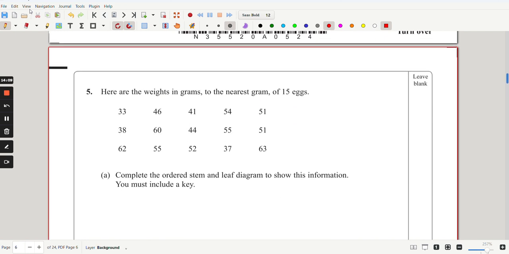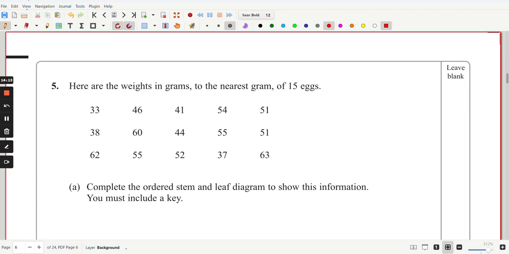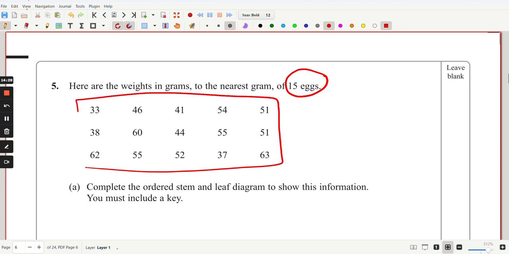Now, question 5. Here are the weights in grams, to the nearest gram, of 15 eggs. So we have 15 eggs in total. These are the weights here. Complete the ordered stem and leaf diagram to show this information. You must include a key.